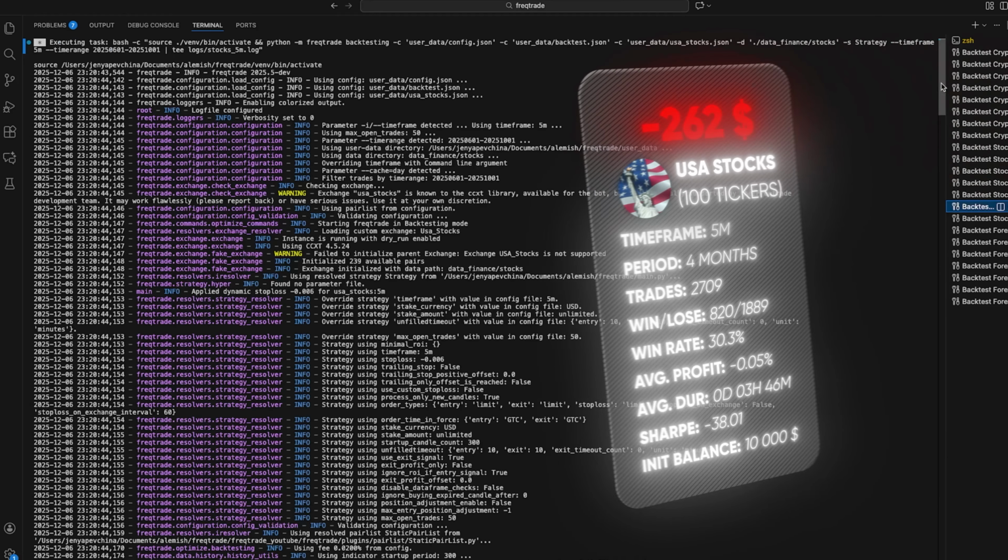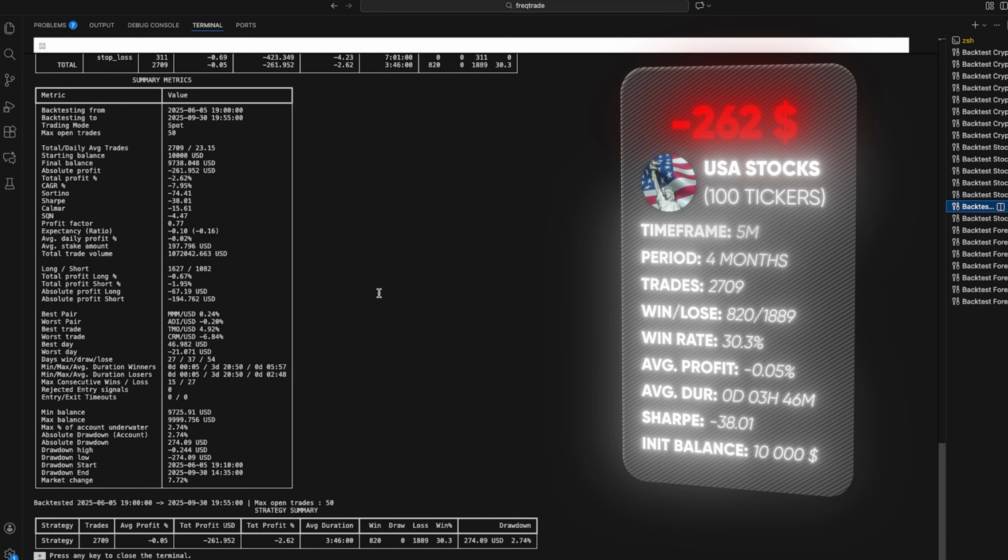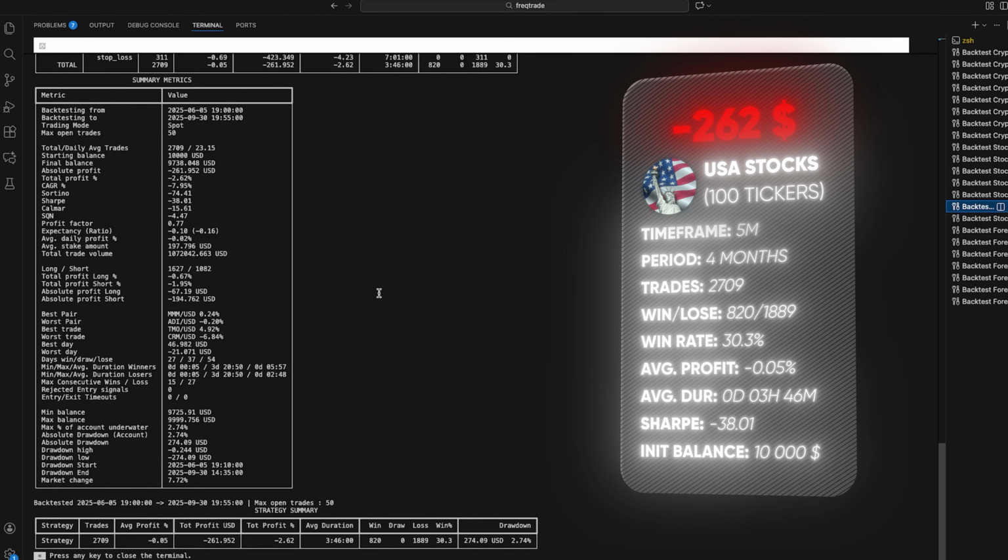5 minutes time frame, our stats. And again negative sharp minus 38 and we've lost $261. And finally 1 minute time frame. So sharp is negative minus 500 and we've lost $468. Now let's move on to results on US futures market, starting with 1 day time frame.